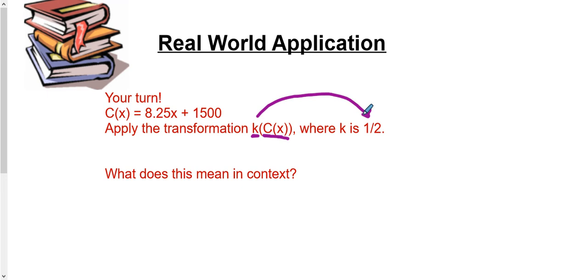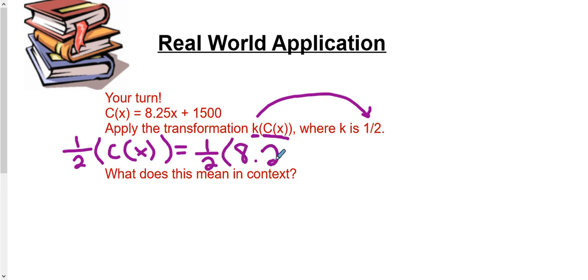So if we have to take the number 1/2 and multiply it by c of x, all right, so c of x is being multiplied by 1/2. That means that we're also going to have to take the number 1/2 and multiply it by the equation that c of x is equal to, which is that $8.25 times x plus 1,500. So we're going to take that entire equation and multiply it by that 1/2, okay? Now, there's nothing I can really do to make this look nicer. I can't simplify that at all, not easily anyway. So we're going to go ahead and just jump straight to what that means.